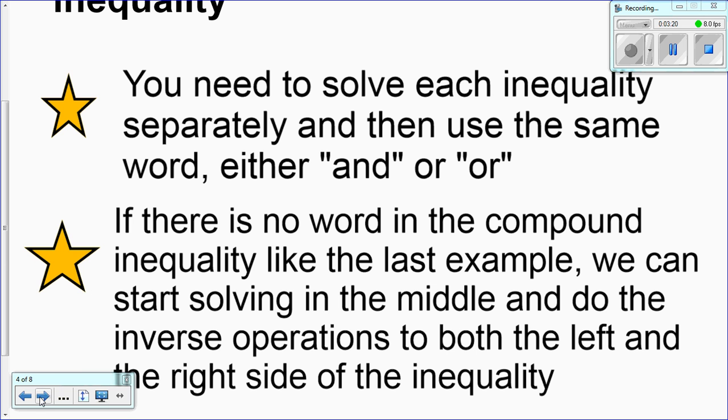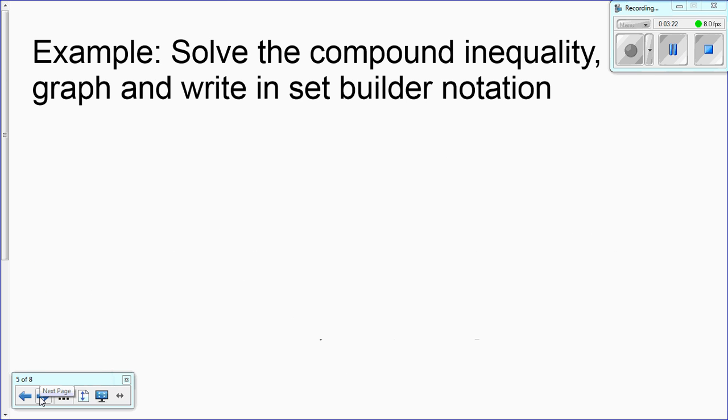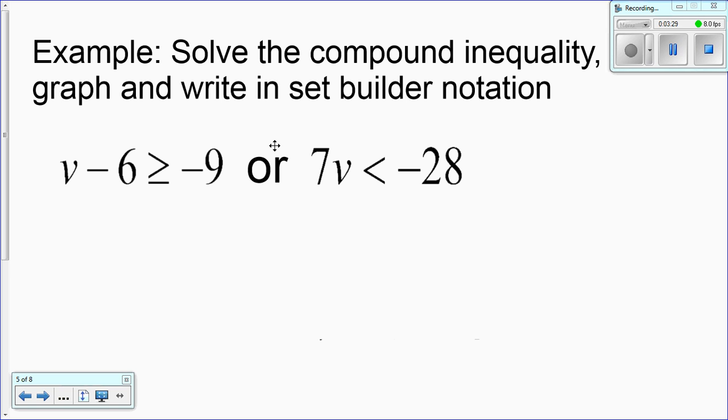Okay? So now here's an example. We have to solve the compound inequality, graph it, and write it in set builder notation. And here is our problem. We have b minus 6 is greater than or equal to negative 9, or 7b is less than negative 28. So we have two inequalities. We're just going to go ahead and solve them for b. So we're going to start on this one.